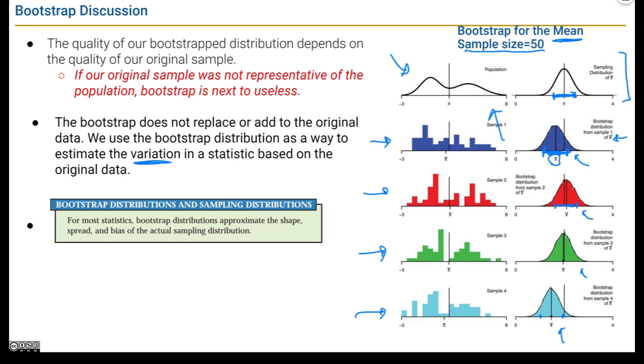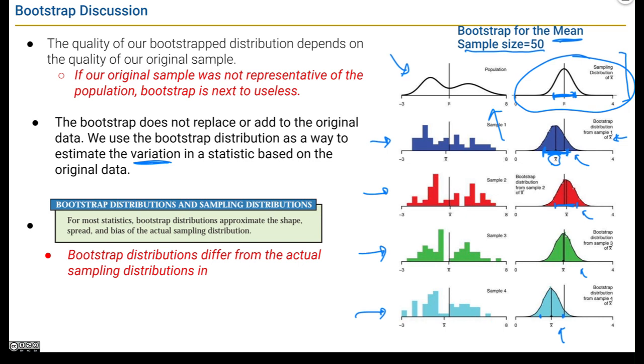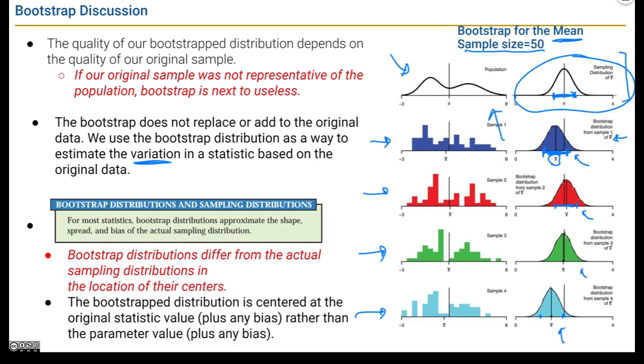For most statistics, this bootstrap distribution is going to correctly approximate the shape, spread, and bias of the actual sampling distribution. And that's what we see here. The one difference between this top sampling distribution and the bootstrap one is where it's centered. So the bootstrap distribution is centered at your original statistic plus any bias rather than the parameter value. But that's okay because that's how we design our confidence intervals. They're centered around our statistic value, and then we're really just using the width here to help get us the interval.